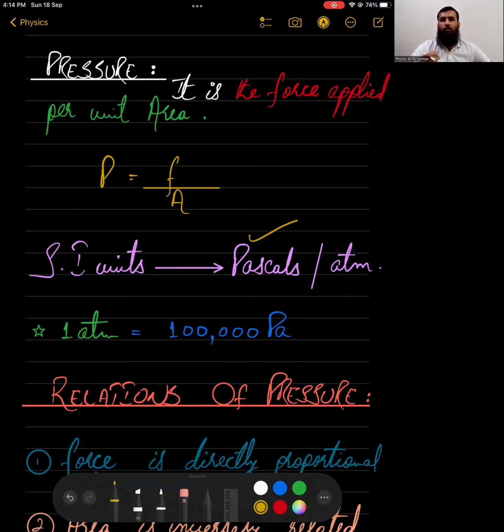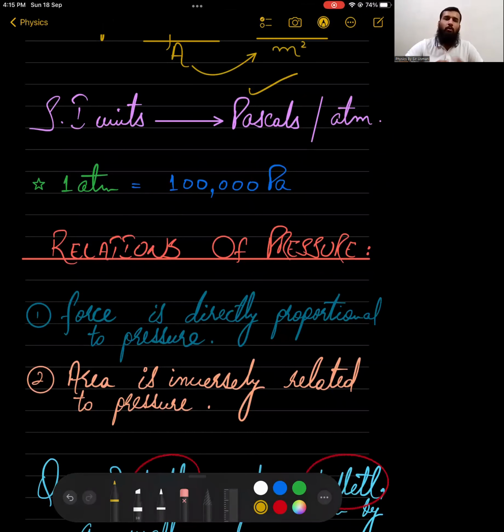While if we talk about the second one, it is ATM, which is atmospheres. और atmosphere जो है वो बड़ी values के लिए होता है, for the larger values of pressure. And then the third one is not mentioned over here, लेकिन वो होता है Newton upon meter square. So the force is in newtons, the area is in meter square. So Newton upon meter square की form में भी इसका SI unit हो सकता है. So we have got 3 SI units. The most common one is the first one, which is pascals. Now coming to the value of ATM, 1 ATM is equivalent to 1 lakh pascals.